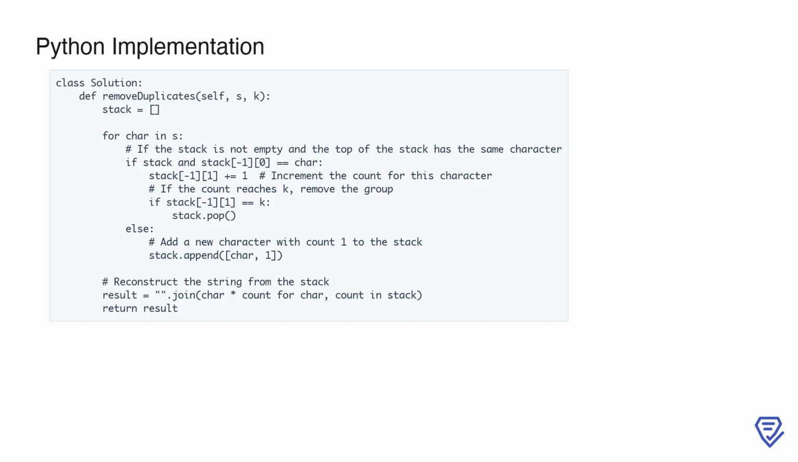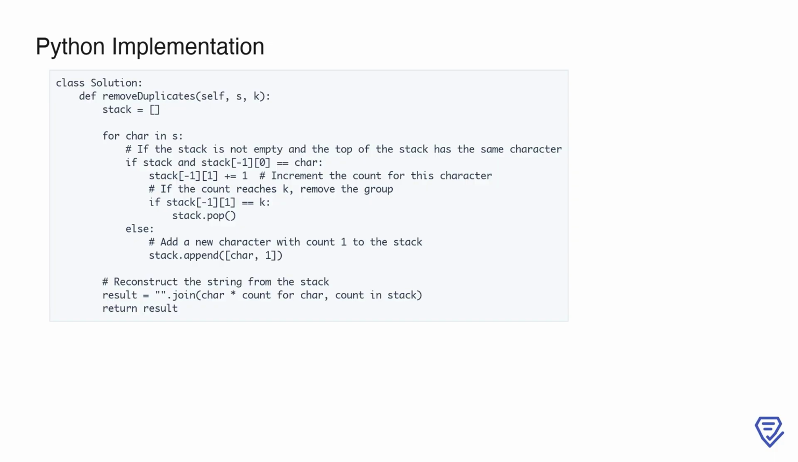Step-by-step explanation. 1. Initialize the stack. The stack is used to keep track of characters and their consecutive counts. Each entry in the stack is a pair, char, count. 2. Iterate through the string. For each character char in the string, if the stack is not empty and the top of the stack contains the same character, increment the count for that character. If the count reaches k, this group of k characters is removed by popping the top of the stack. If the current character is different from the top of the stack, add a new entry, char, 1, to the stack. 3. Reconstruct the result.